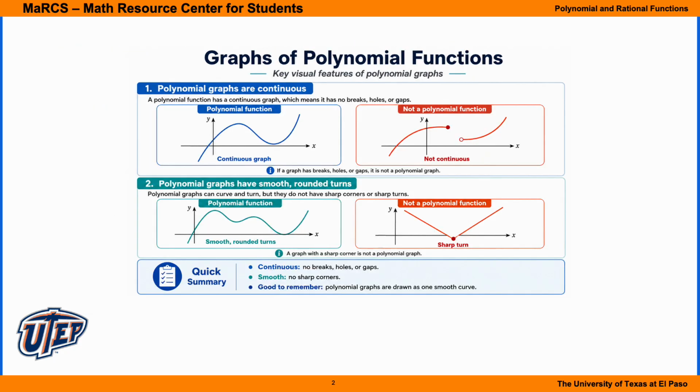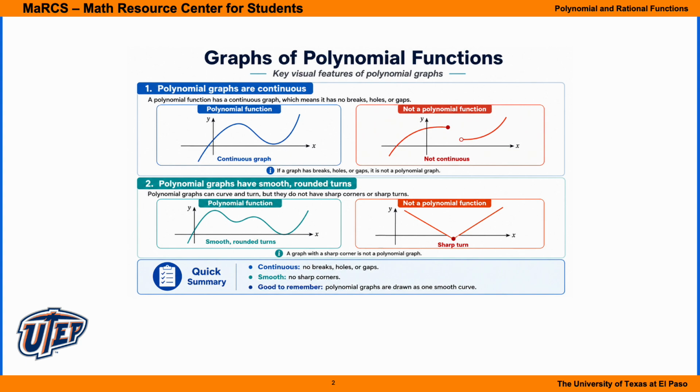So here we have two of the key features of a graph of a polynomial function. The first one is that polynomial graphs are continuous. On the left-hand side, we see that it has no breaks, holes, or gaps, whereas on the right-hand side, it does. Therefore, it is not a polynomial function.